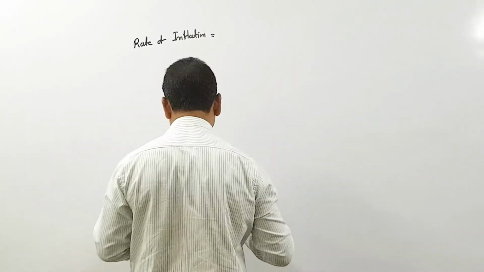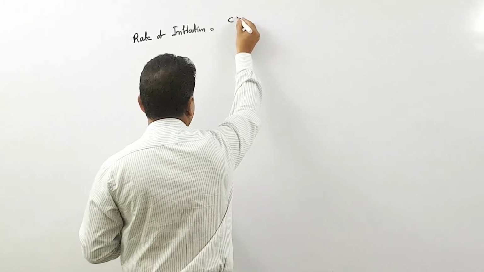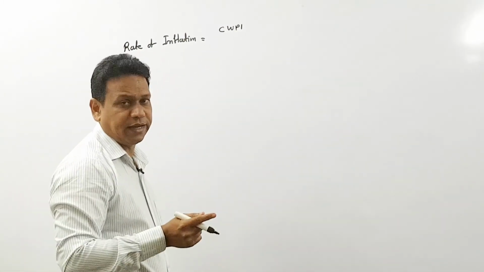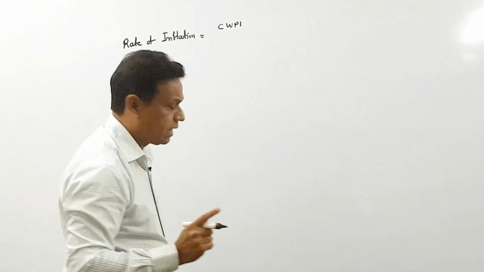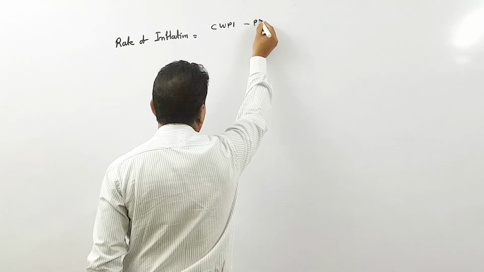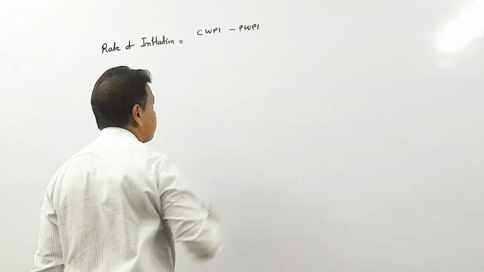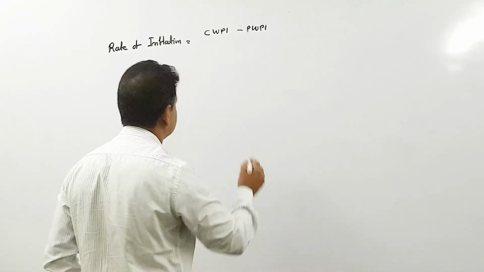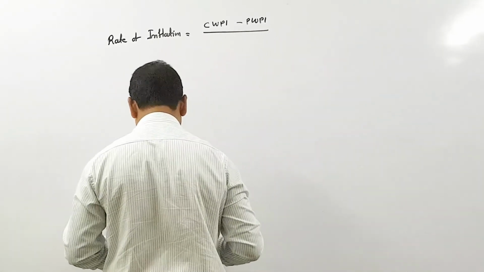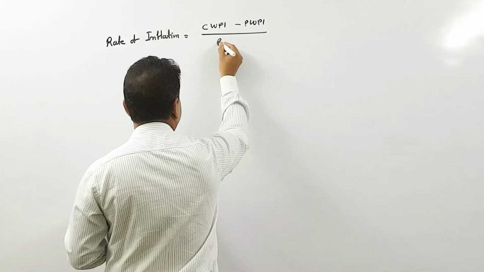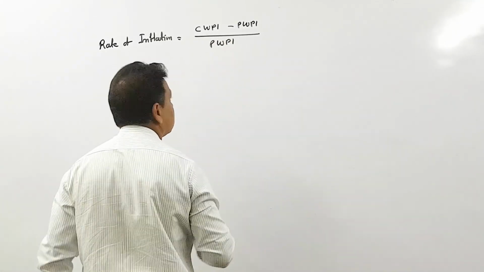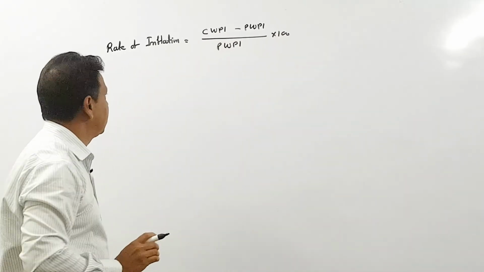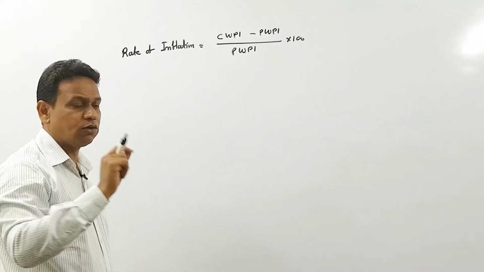So right now, rate of inflation. Here we have to use the current year's wholesale price index number, CWPI, minus PWPI, the past year's wholesale price index number, divided by the previous year's wholesale price index number, into 100. This is our formula to find the rate of inflation. Now read out your question.